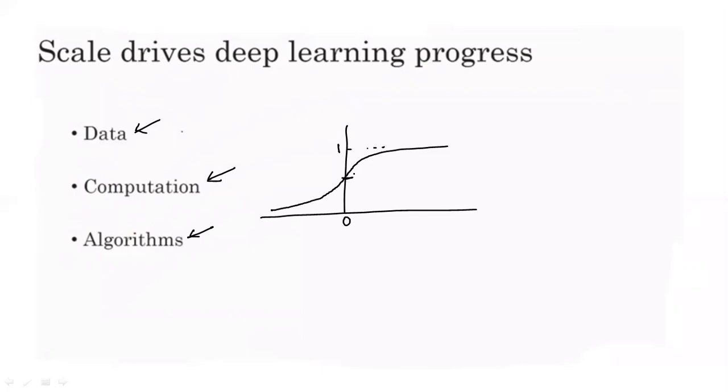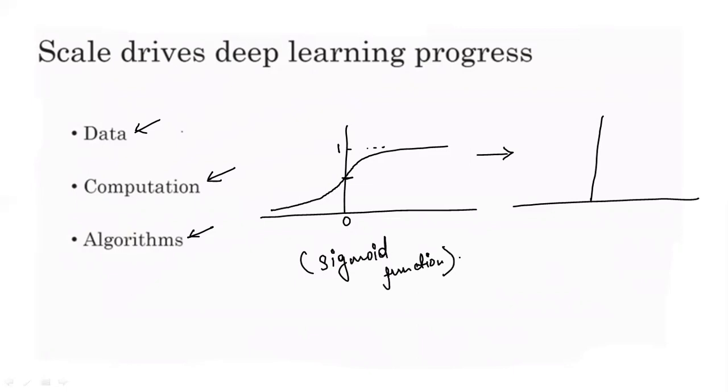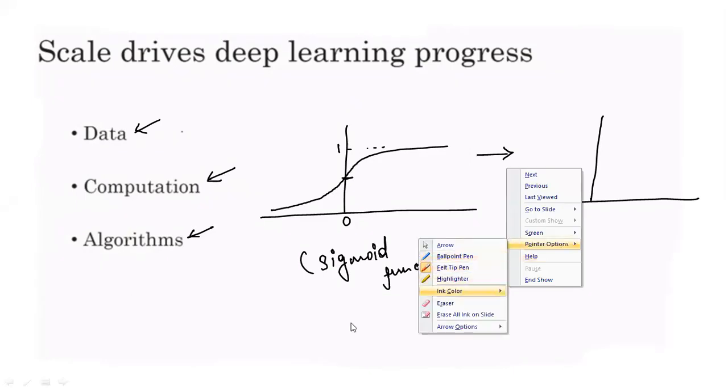Okay, so this gradually moves towards 1, and on the left side it gradually decreases, and it cannot be less than 0. So the advancement of this learning algorithm is that instead of using this function, which is called the sigmoid function, we use a very advanced kind of function that is called the ReLU function.